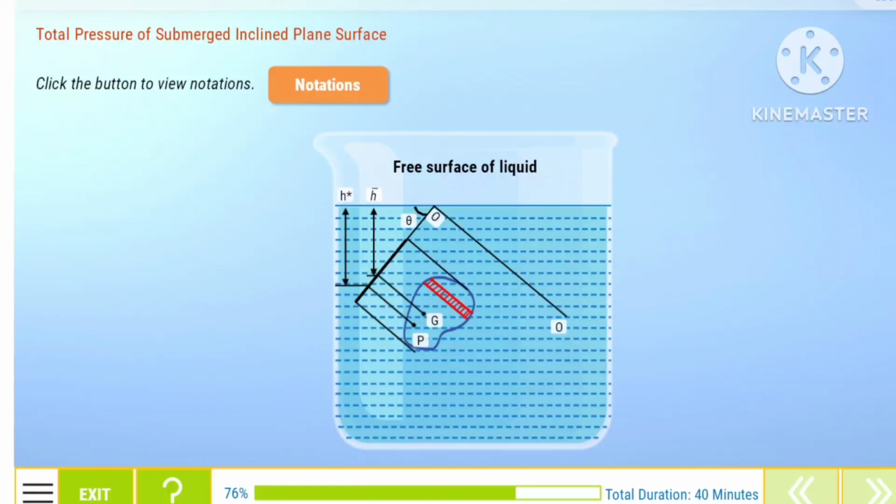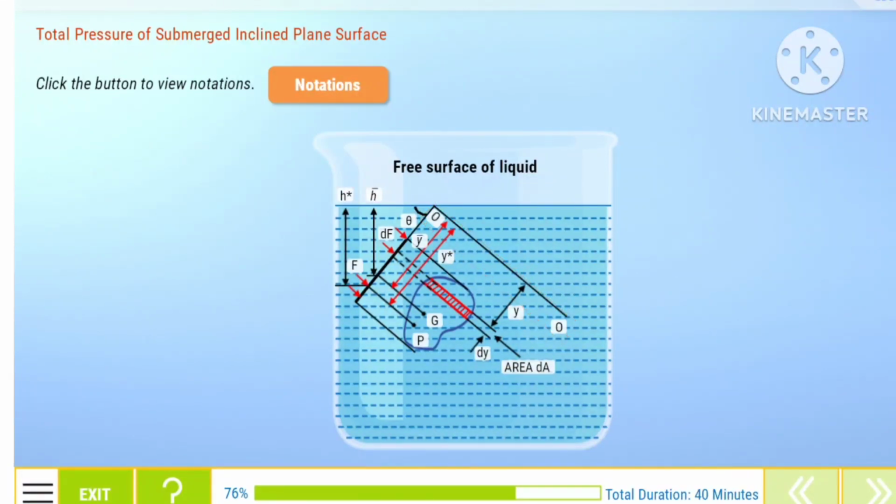Let the plane of the surface, if produced, meet the free liquid surface at O. Then O' is the axis perpendicular to the plane of the surface. Y bar is equal to the distance of the CG of the inclined surface from O'. Y star is equal to the distance of the center of pressure from O'. Consider a small strip of area dA at a depth h from the free surface and at a distance y from the axis O' as shown in the image.